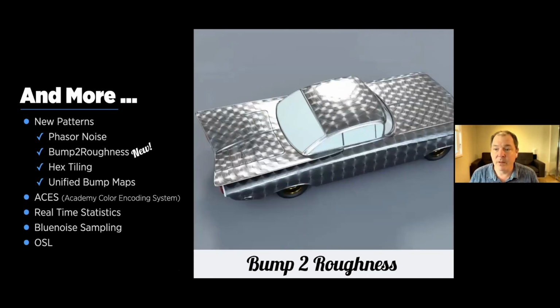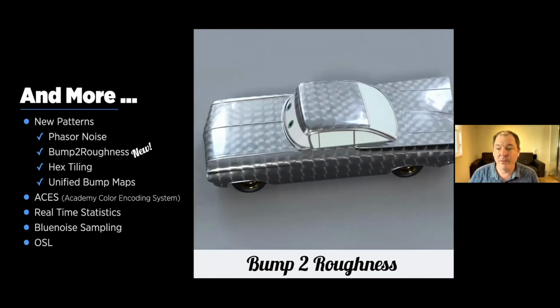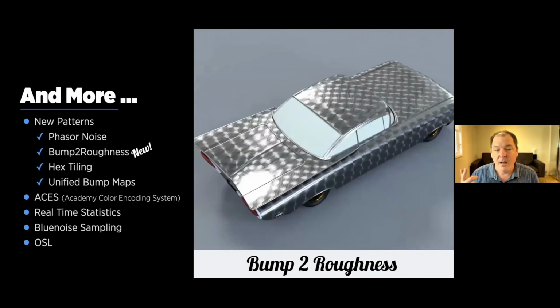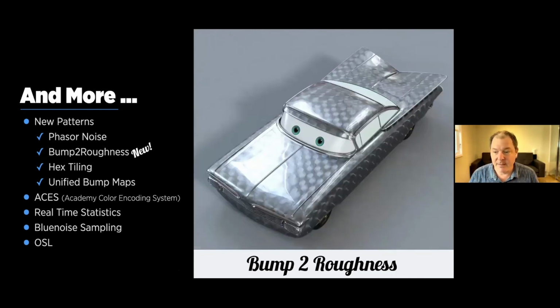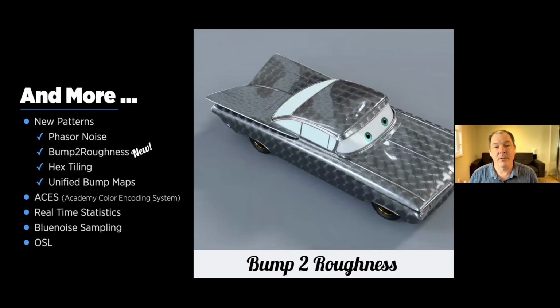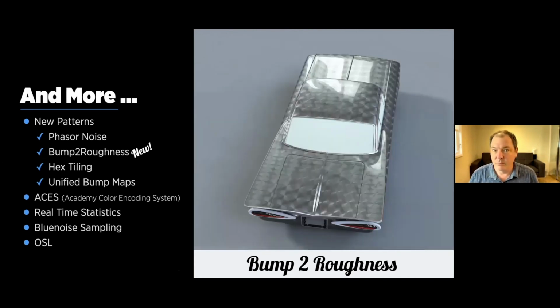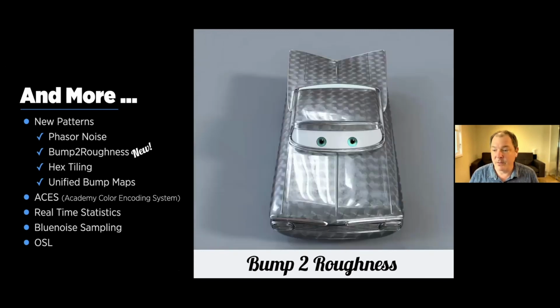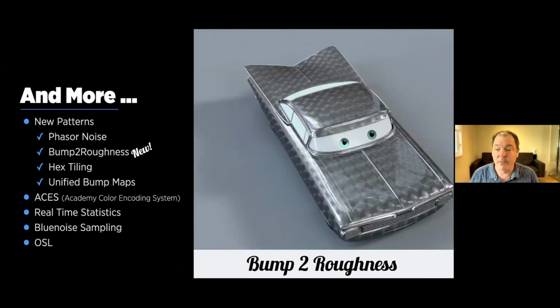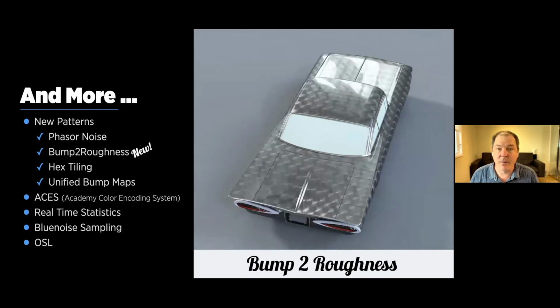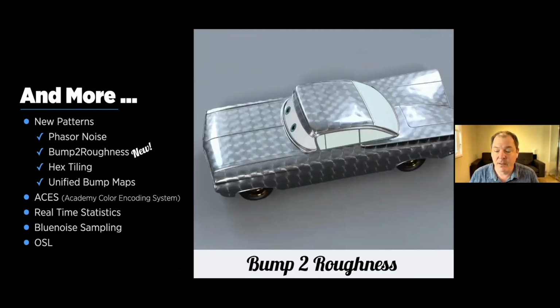There's also a lot more in Renderman 24, from new patterns to support for bases out of the box. So the Academy Color Encoding System, that's all supported with out-of-the-box tools. We have the real-time statistics, which I showed you, some blue noise sampling and OSL and lots of good stuff.